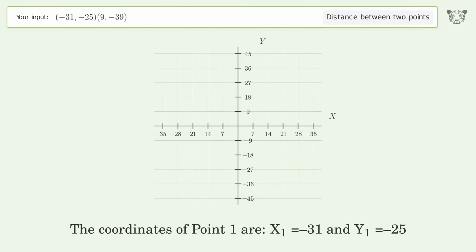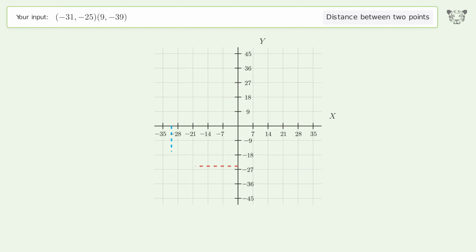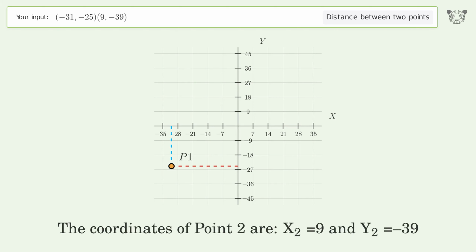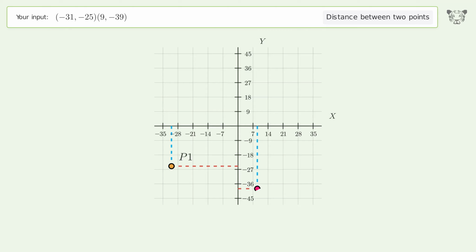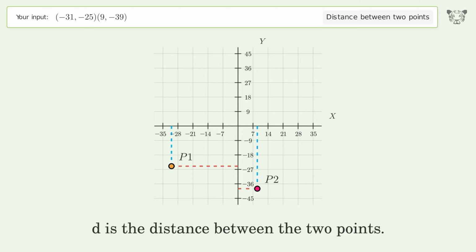The coordinates of point 1 are, x1 equals -31 and y1 equals -25. The coordinates of point 2 are, x2 equals 9 and y2 equals -39. D is the distance between the 2 points.